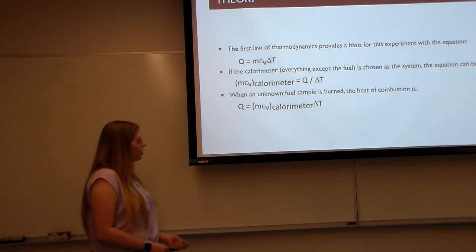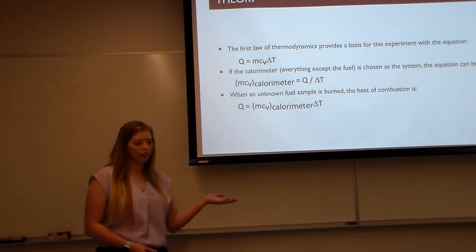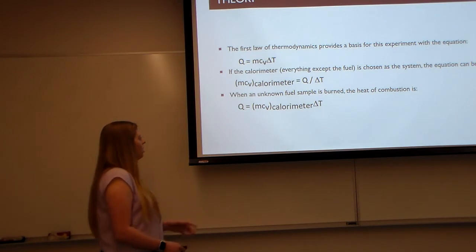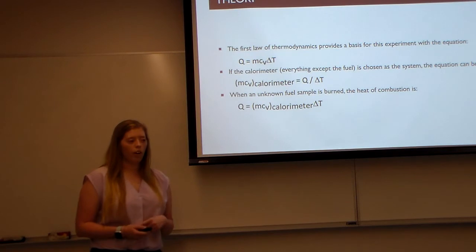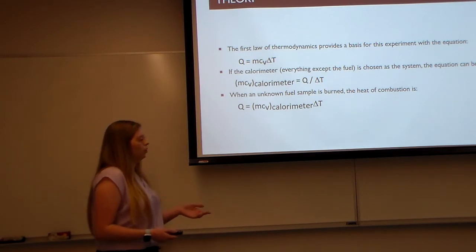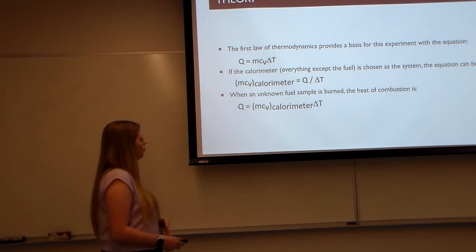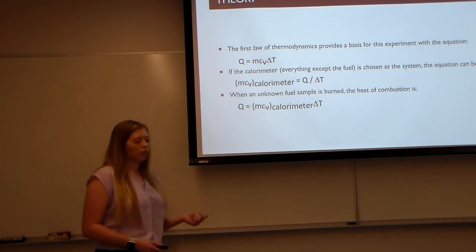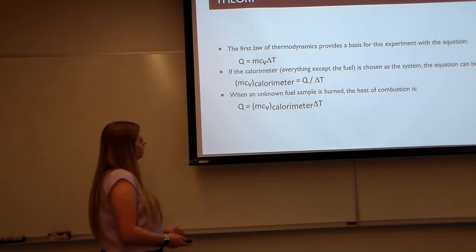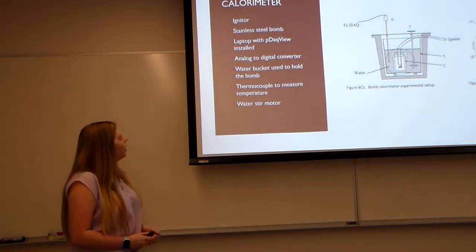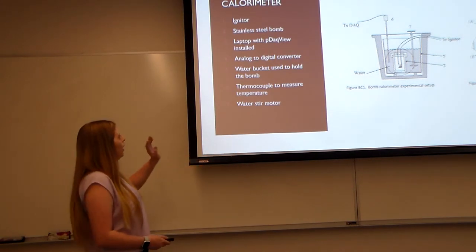And then when an unknown fuel sample is burned, the heat of combustion is Q equals mCv of the calorimeter times delta T again. So Q is the heat of combustion of the fuel sample and the ignition wire. No matter which equation you use, you are required to account for the ignition wire each time. The mCv is the thermal capacitance of the calorimeter, and the delta T is just the rise in temperature.